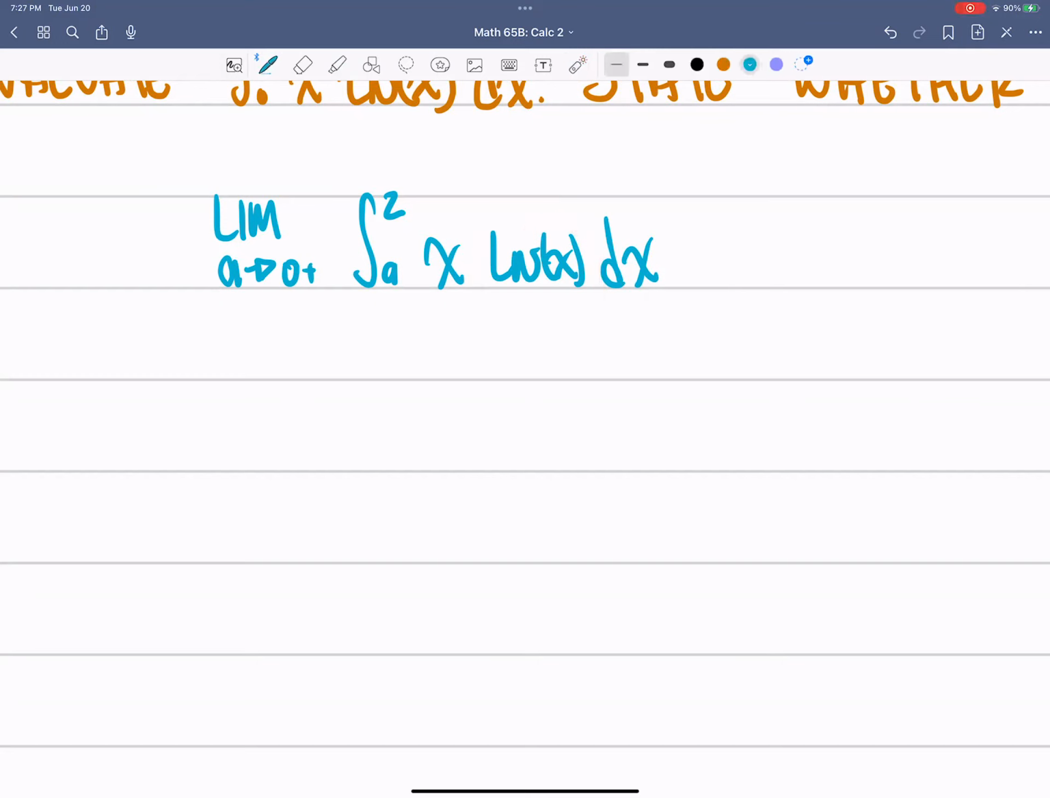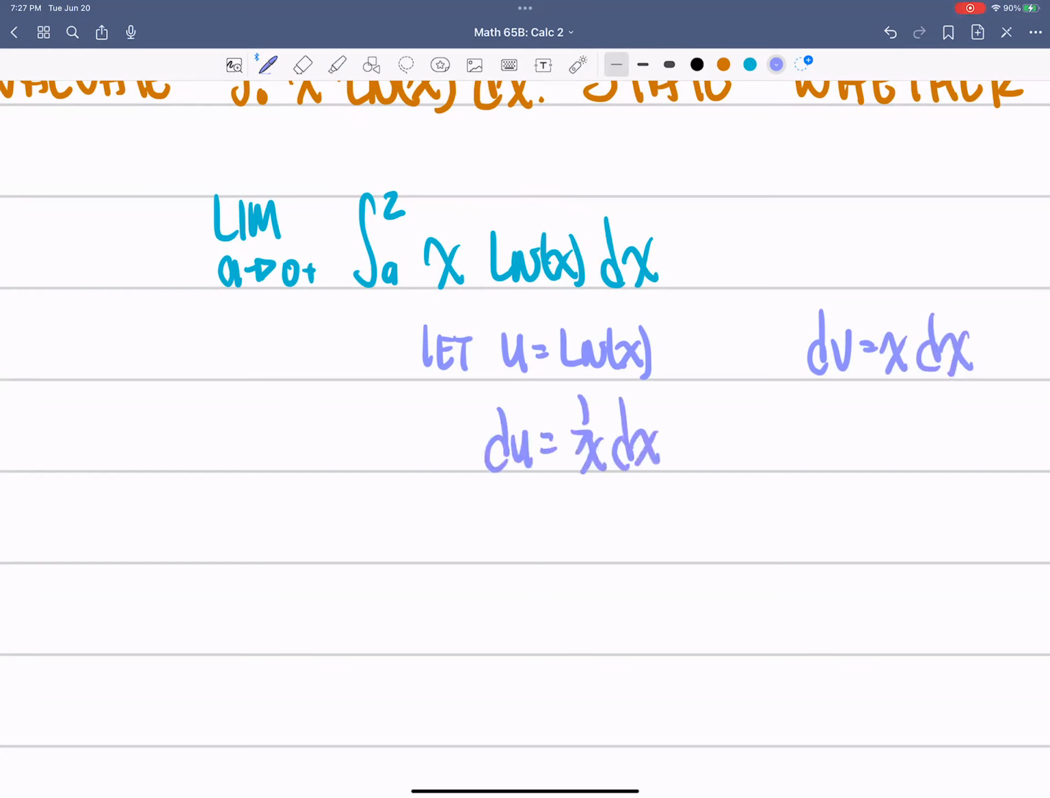So we're going to let u equal ln of x, and we're going to let dv equal x dx. du is going to be equal to 1 over x dx. v is going to be equal to 1 over 2 x squared. And then we could use our integration by parts.